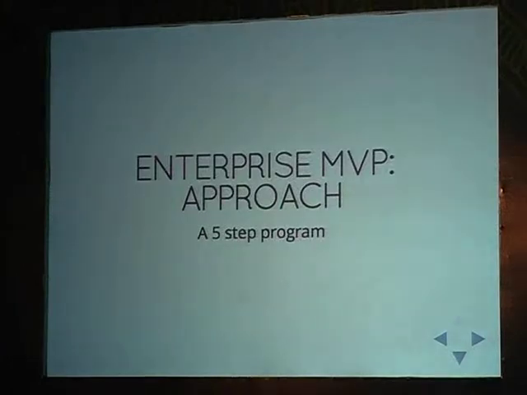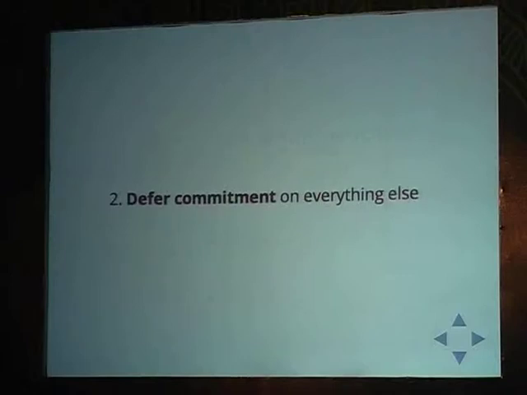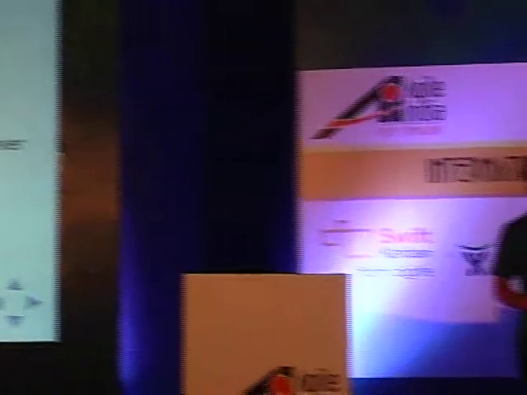So I've broken it down to five steps in terms of what we've followed in order to build up an MVP for enterprise customers. The first is we want to start with what are the constraints that we're dealing with? What do we know, what are we going to be relatively confident in, and start with that. Two, we want to defer commitment on everything else. So if there's anything that we don't have to build or decide on at this juncture, we want to be able to push that out. Three, we want to be able to leverage external products and services wherever possible. That's what will allow us to very quickly get a convincing MVP to market.